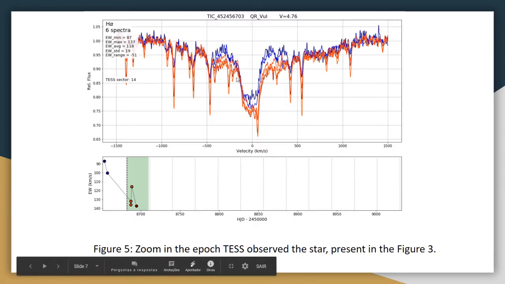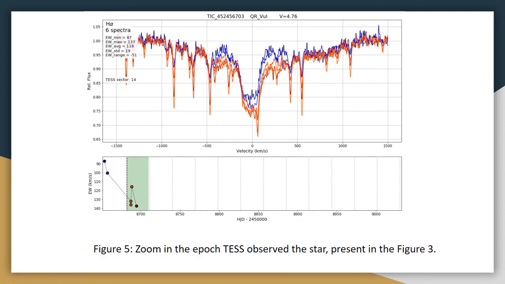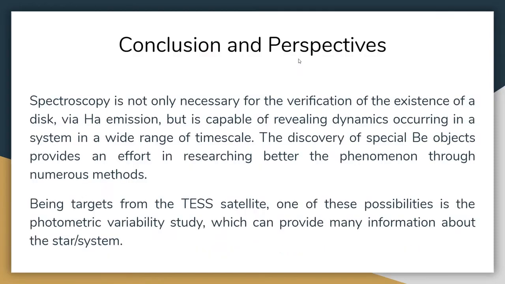So here we can clearly see absorption in the H-alpha profile, so if we were to see the light curve from the star at this epoch, we wouldn't see any sudden rise in brightness due to the circumstellar disk.